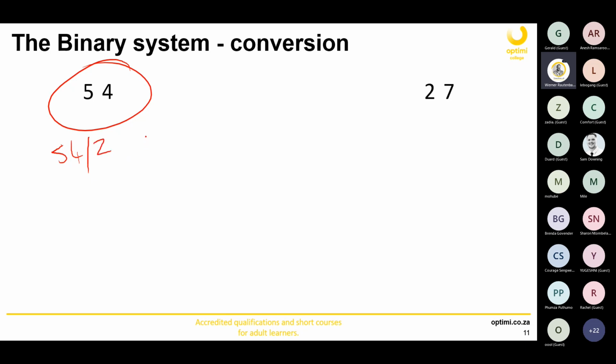That gives me 27. Can you see that 27 does not have a decimal after it? 54 can be equally divided by 2 as 27. There's no remainder, no decimal. So we make 3 columns, and in our third column, we write a 0. Now we have 27. Again, we divide by 2. 27 divided by 2 is 13,5.